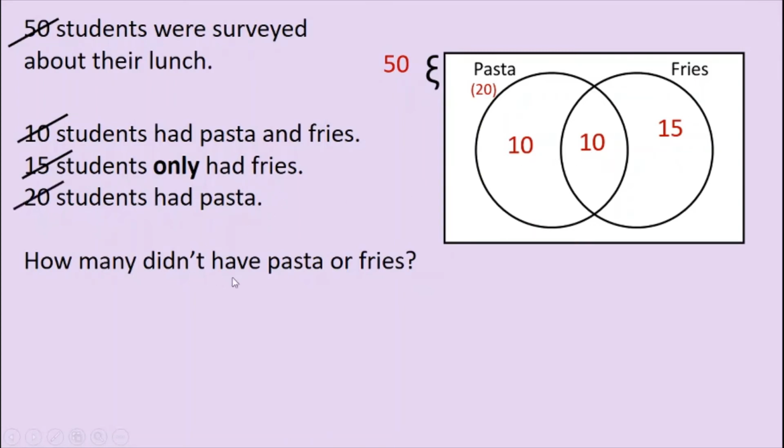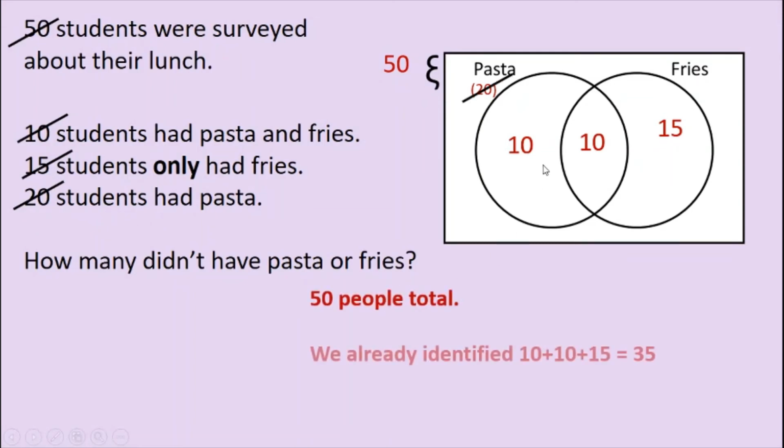Now the question said how many didn't have pasta or fries, so if we add those all together, we've got 10 and 10 and 15, which is 35 I've already allocated on my diagram. I should have had 50 altogether, which means we have 15 people left over. So the answer to how many people didn't have pasta or fries is 15.